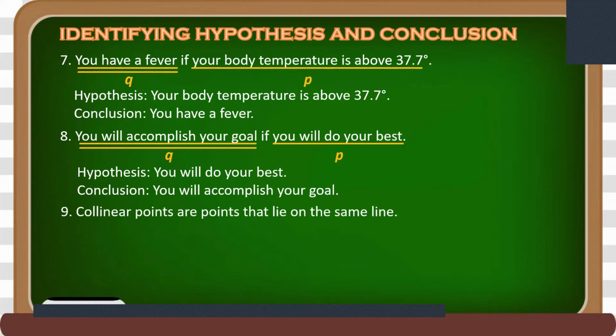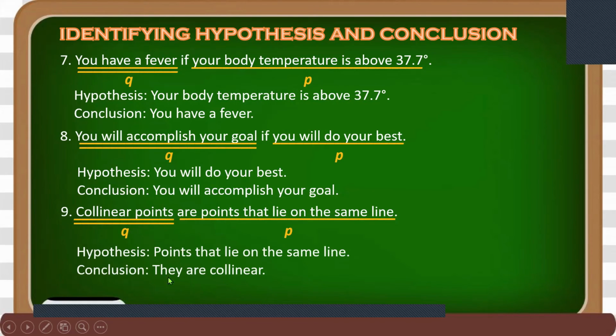For number 9, collinear points are points that lie on the same line. So, our hypothesis, points that lie on the same line. Kasi tinutukoy dito, mga point na nakalagay sa iisa o sa parehas na linya. Siya yung ating conclusion, collinear points. Therefore, our hypothesis is points that lie on the same line. Our conclusion, they are collinear.